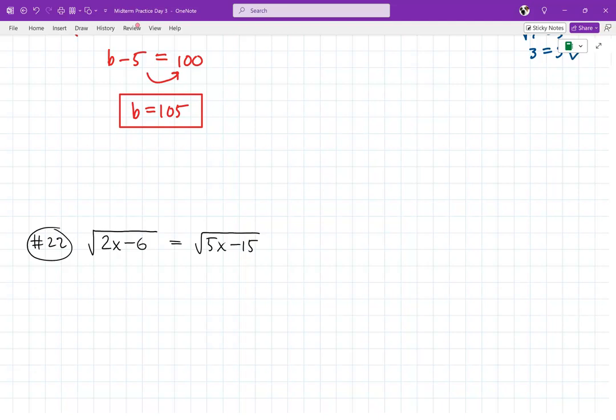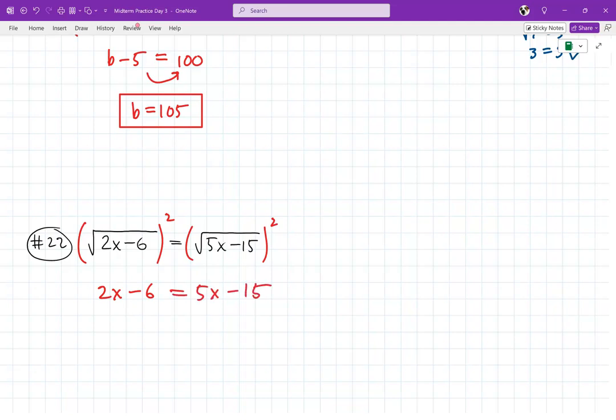For number 22, we've got the square root of 2x minus 6 equal to the square root of 5x minus 15. What I'm going to do is square both sides like I normally would, and in doing so, it's going to get rid of my square roots. So if I square both sides, I get 2x minus 6 equals 5x minus 15.